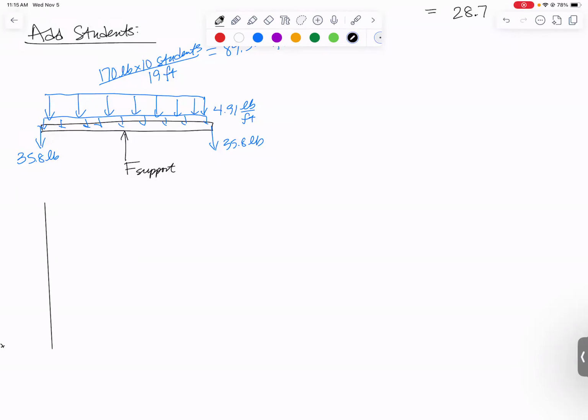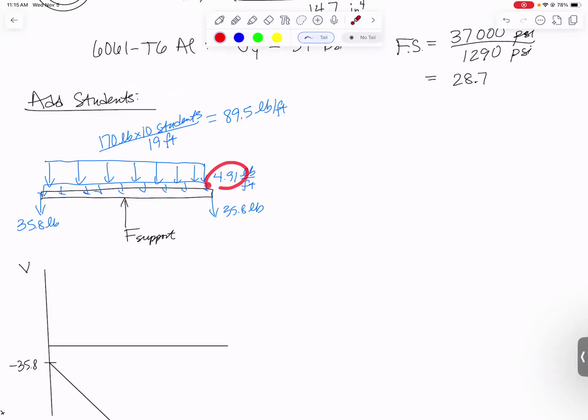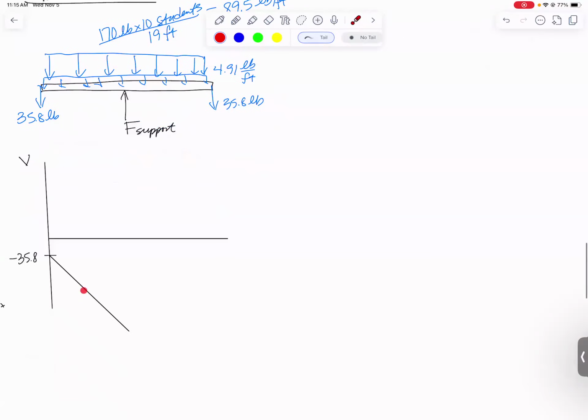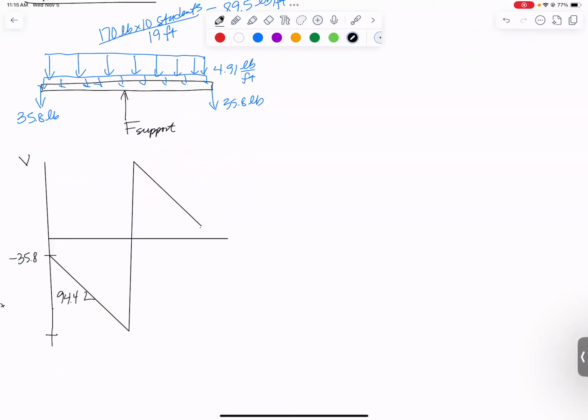So let's draw our shear diagram. Qualitatively, it's actually going to look very, very similar. We start down at minus 35.8 again. And we're going to go down, but this time we're going to have a much steeper slope because instead of just going down at a slope of 4.91, we're going down at a slope of 4.91 plus 89.5. So this time our slope is 94.4. So we're going to have a whole lot farther down. And then we're going to jump up with this much bigger support force. And then we go down again, same slope. And we should end up again at plus 35.8.